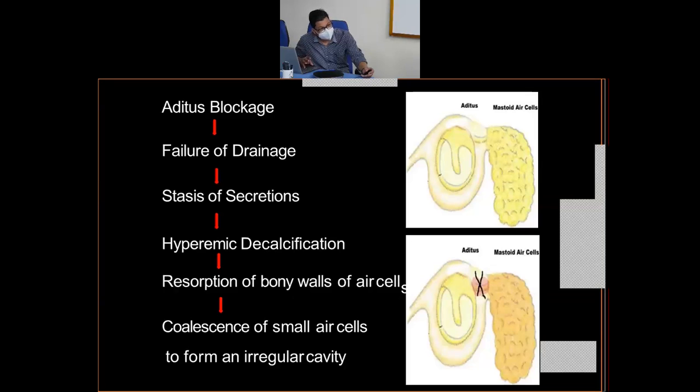Then there will be hyperemic decalcification. As I already told, due to hyperemia and inflammation, there will be decalcification of the bone, then resorption of the bony wall of the air cells, and ultimately it will lead to coalescence of the small air cell septa. Okay, and it will form a single mastoid cavity.